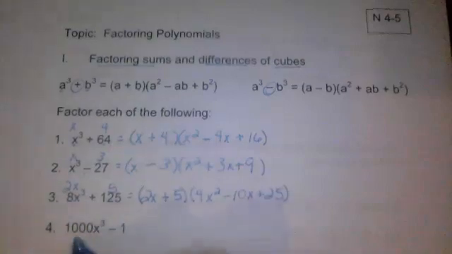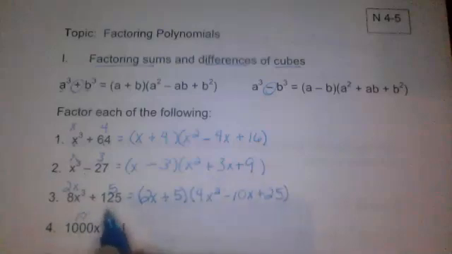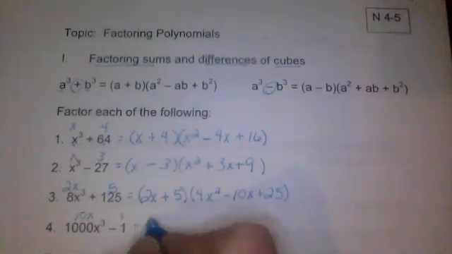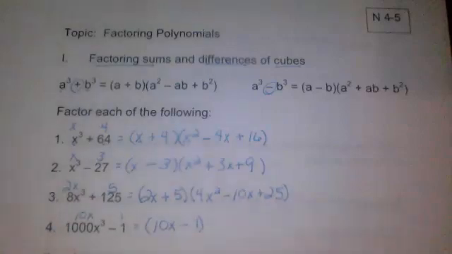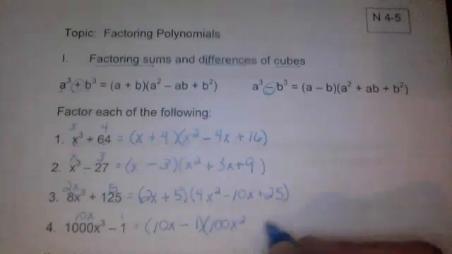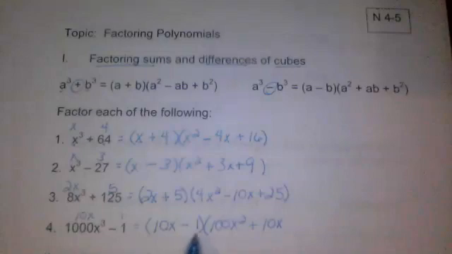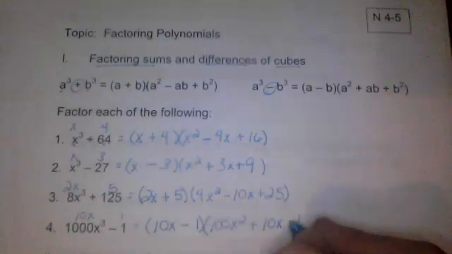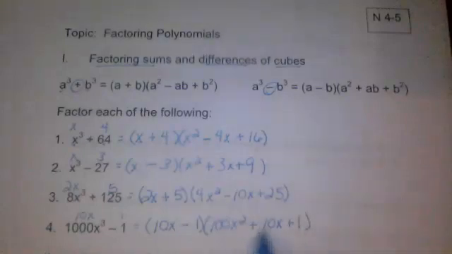And one more of those. 1,000 is 10 to the third power, so we have 10x and 1. So in our first parentheses, we've got a 10x and a 1. This one is a difference, so we're going to start with a minus. Then we square 10x, so that would be 10 times 10, or 100x squared. Then 10 times 1, 10x. And in between those, we have a plus. And then we square the 1. 1 times 1 is just 1. And in there, we have a plus. Minus, plus, plus for the difference of cubes.